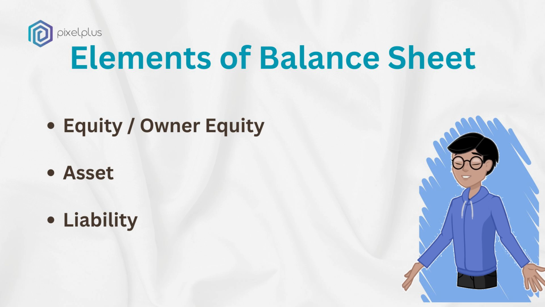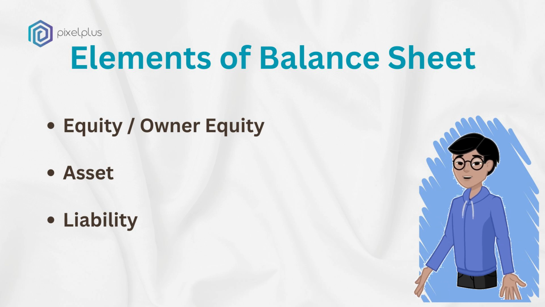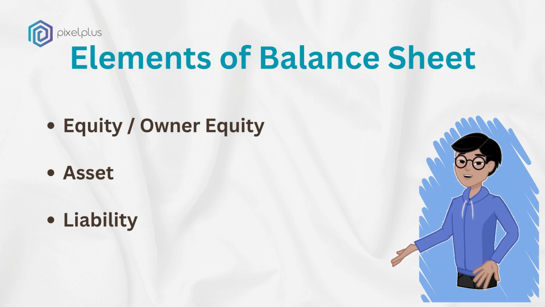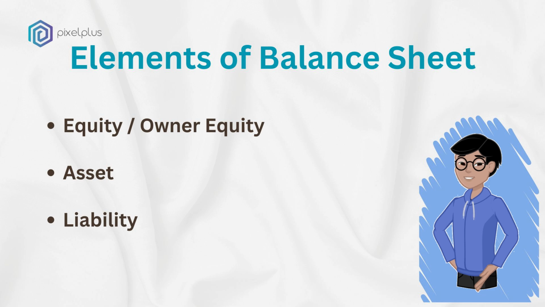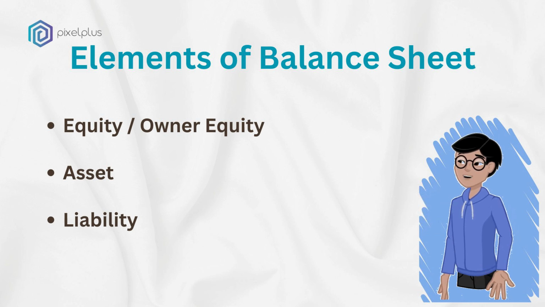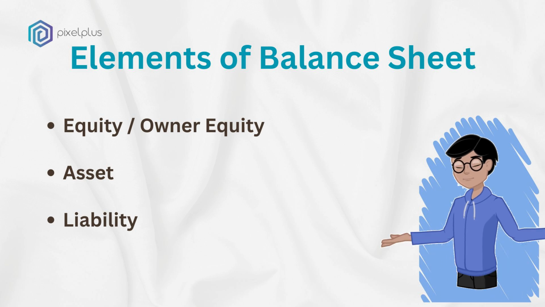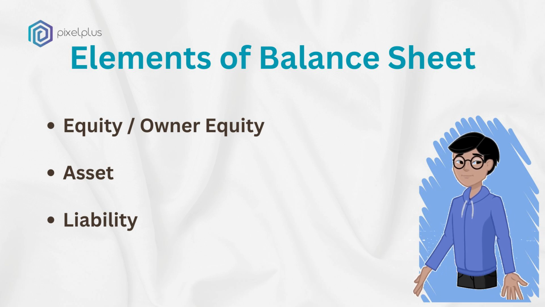After owner equity, the next element of the balance sheet is the asset. Now, what is an asset? Assets are resources controlled by the entity as a result of past events. They represent probable future economic benefits of the entity. For example, they include inventory, accounts receivable, investments, property, plant, and equipment.